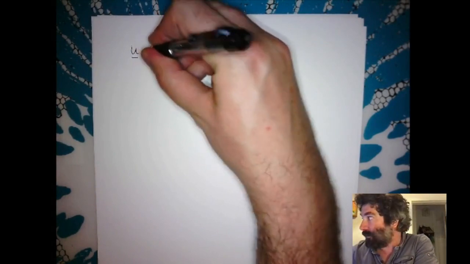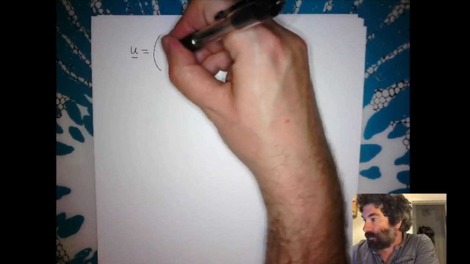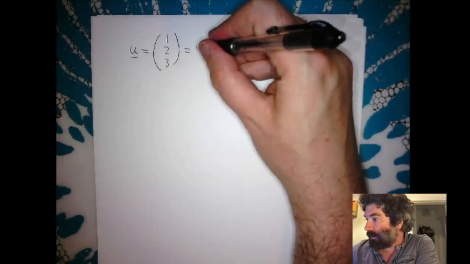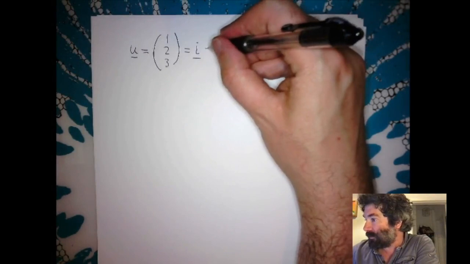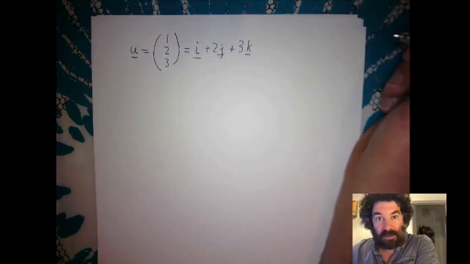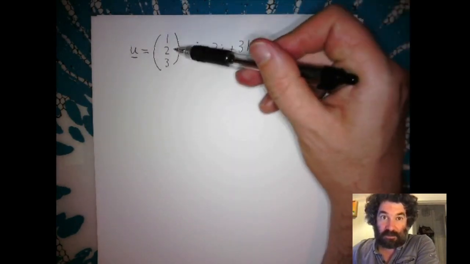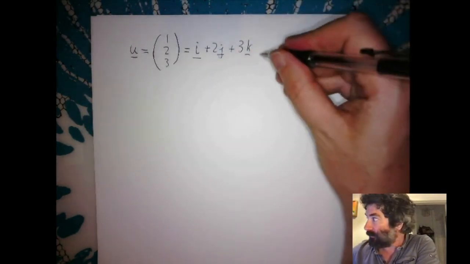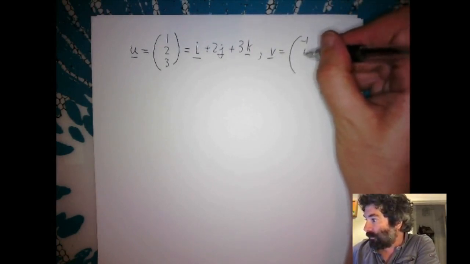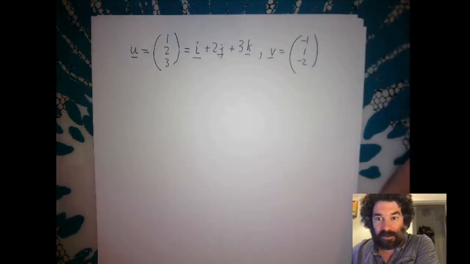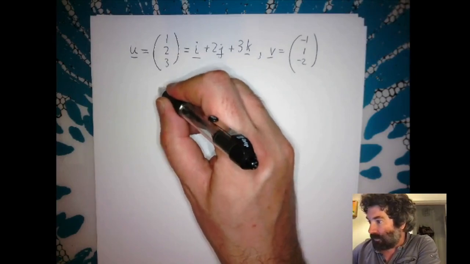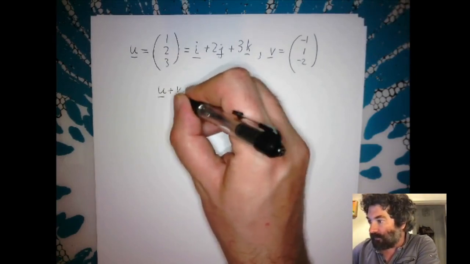As u equals 1, 2, 3. On the slide, it said basis vector i plus 2 times the basis vector j plus 3 times the basis vector k. But this is the equivalent expression using the column vector. And v is -1, 1, -2. And I won't write that one out in terms of the basis vectors, but you could, of course. And so let's calculate what is u plus v.